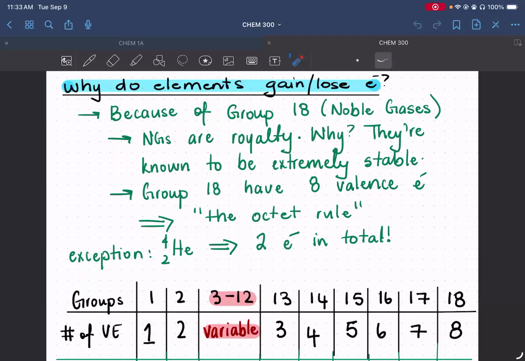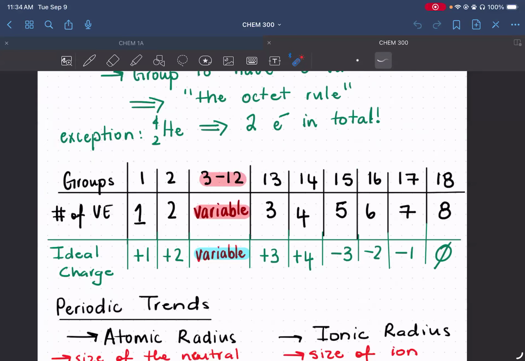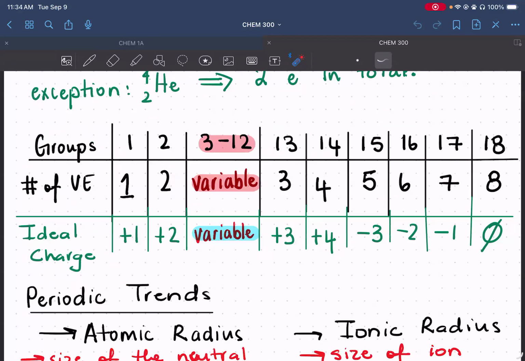This leads to what's known as the octet rule. The only exception to the octet rule is, of course, helium, as helium actually only has 2 electrons. It doesn't have 8 in total. So the octet rule states that 8 valence electrons and 2 are very, very stable. That, of course, led us into the ideal charge for various groups.